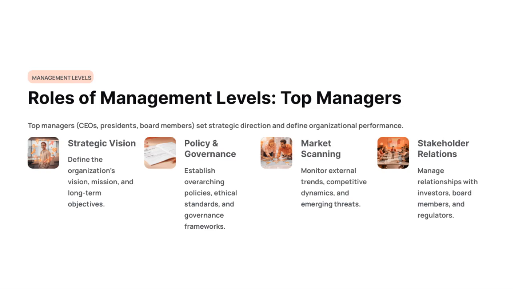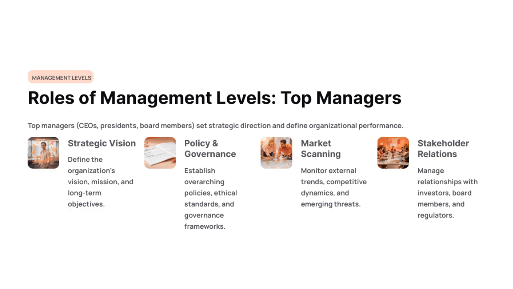Now, let's look at managing relationships with our key stakeholders. This includes investors, board members, and regulators. Building and maintaining strong relationships with these groups is crucial because they influence our organization's success and reputation. It's about clear communication, trust, and transparency. Next, we have stakeholder relations, which involve monitoring external trends, understanding the competitive landscape, and identifying emerging threats. Staying ahead of these factors helps us adapt and make informed decisions to protect and grow our organization.